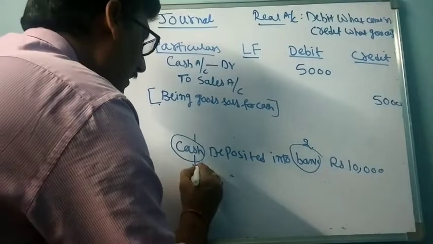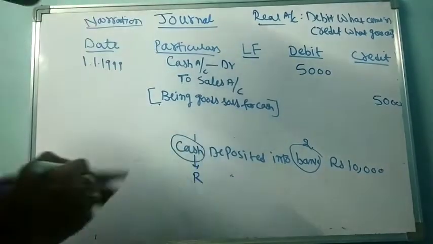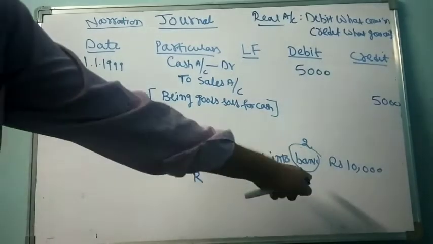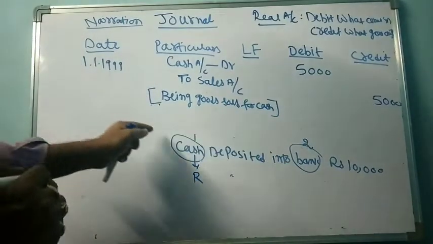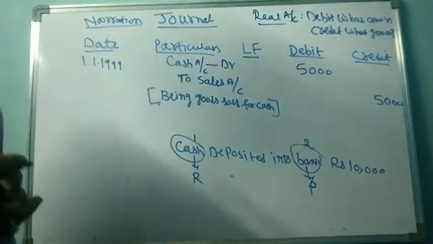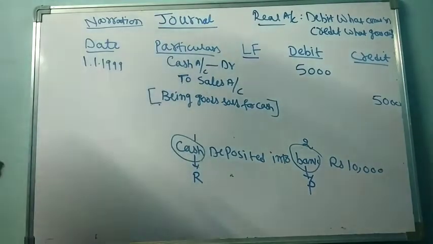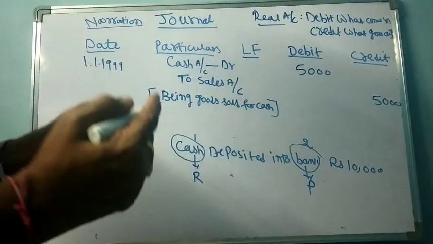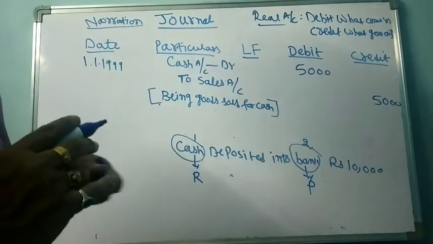Cash is an asset, real account. This is step number 2. Whatever the accounts involved in the particular transaction, identify the nature of account. Bank comes under personal account, artificial personal account. Artificial, because bank is nothing but a collection of depositors and withdrawals.